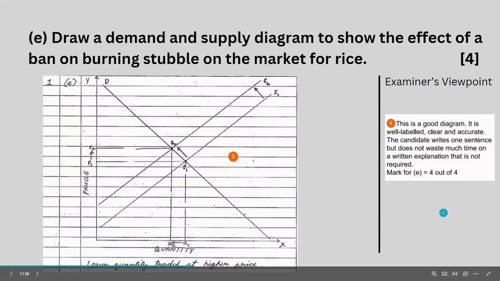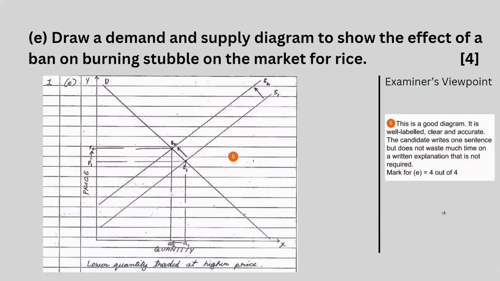Over here, they have asked to draw a demand and supply diagram to show the effect of a ban on burning stubble on the market for rice. First of all, the candidate has said this is a good diagram. This is a good diagram because it's pretty big and pretty clear, and all the markings have been done, all the labeling has been done. Because of that, this diagram is really good and it has got 4 out of 4.